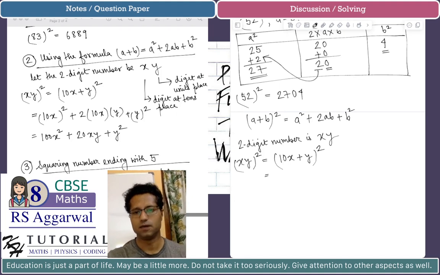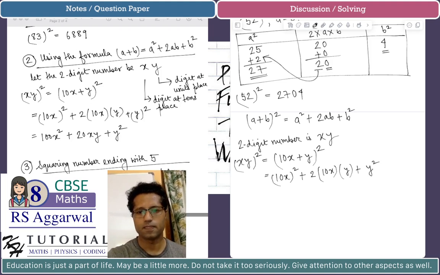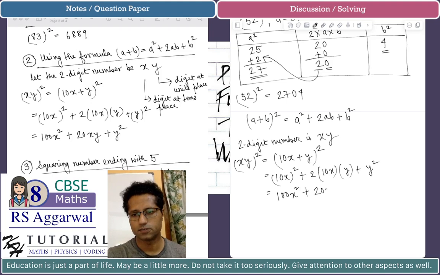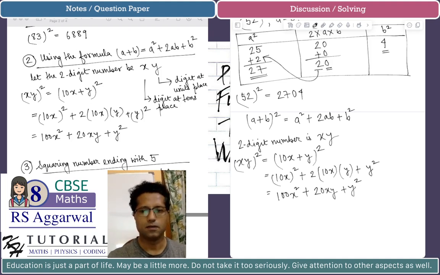If I apply the formula a plus b whole square, I get this is 10x square. This is a, and this 2 into a, which is 10x, 2 into a into b. B here is y, and I have b square, that is y square. So this is equal to 100x square plus 2 into 10, 20, 20xy plus y square. So from the digits of the two-digit number, you can find the square of a two-digit number. Okay.